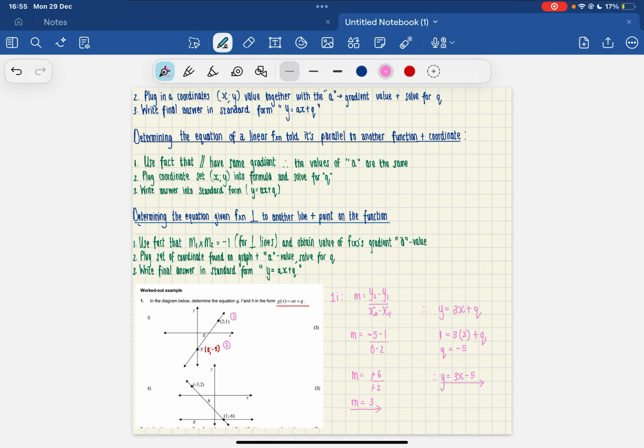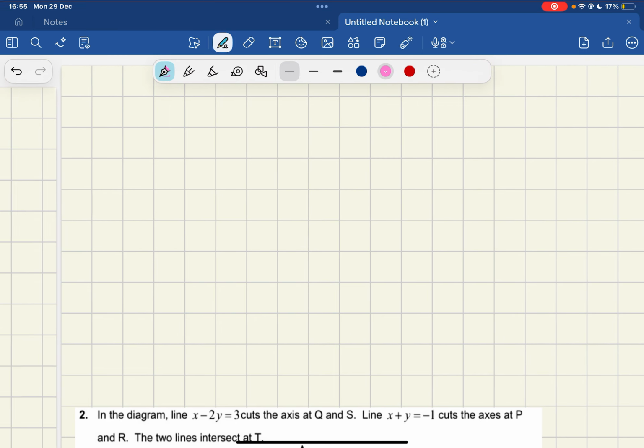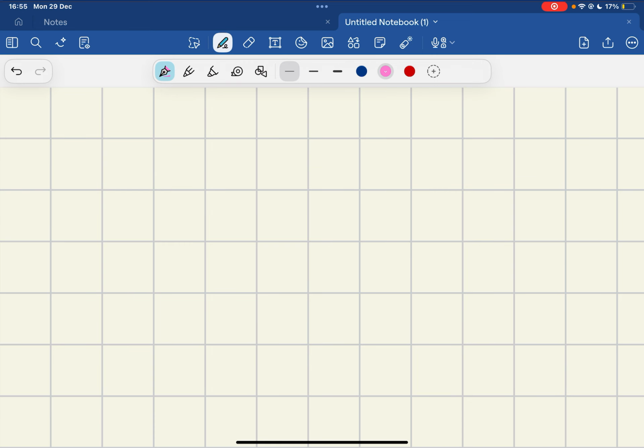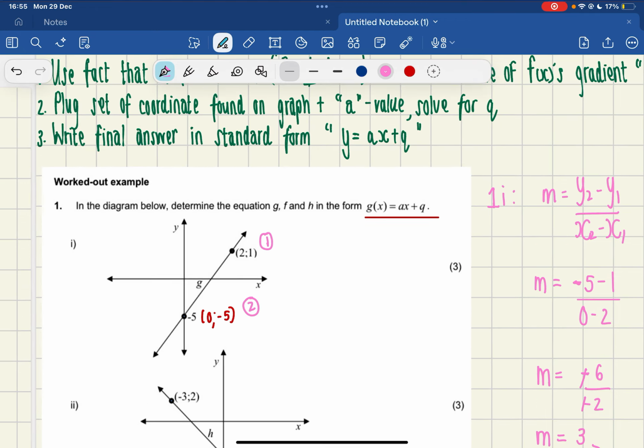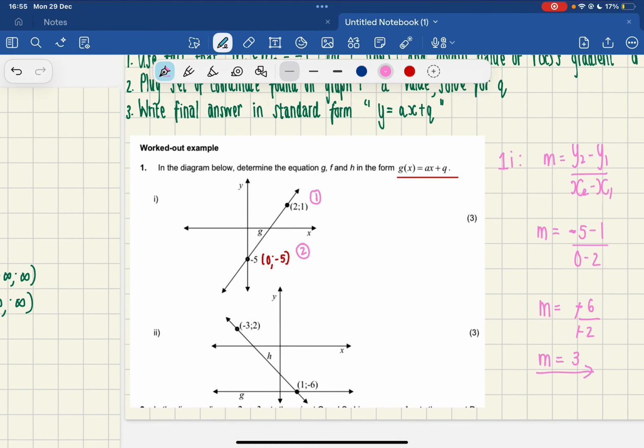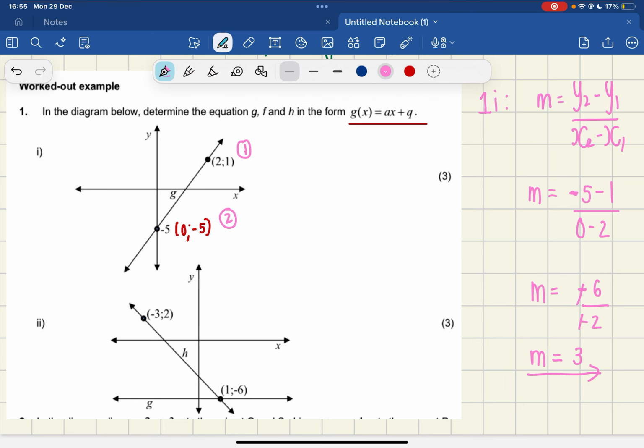There we go. Question 1, II. Okay, boys and girls, we're moving quickly here. It says here, determine the equation. Same thing. So of h. Okay.